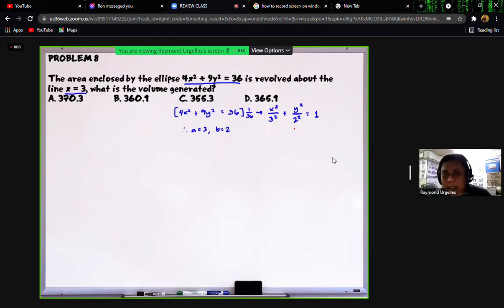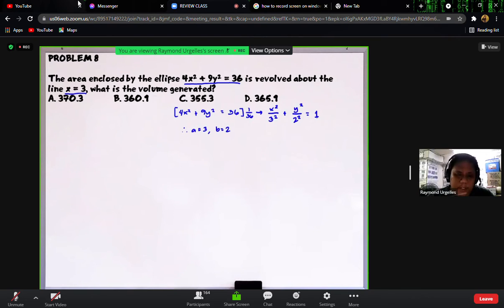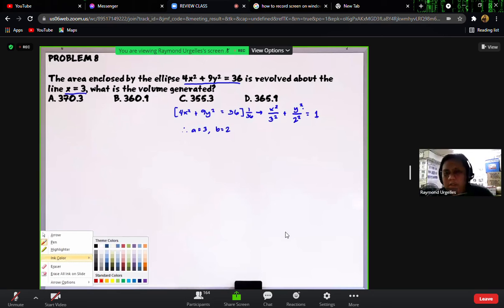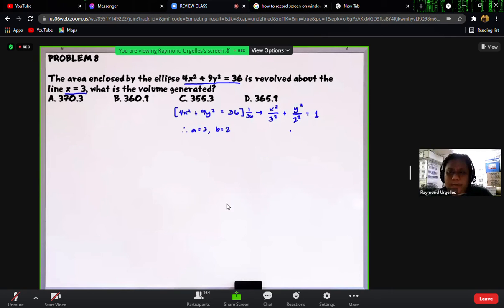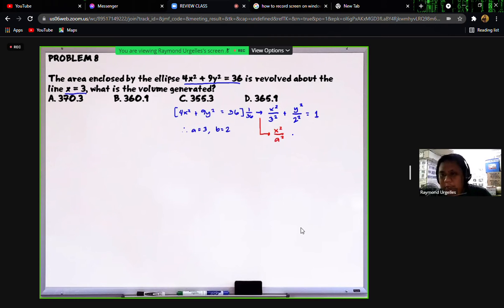Diba? And makikita natin yung 3 is nasa ilalim ng X, yung 2 is nasa ilalim ng Y. Therefore, yung A is nasa ilalim ng X, B is nasa ilalim ng Y, diba? So that is a horizontal ellipse, parang nakahiga yung ellipse natin. Pag nasa ilalim ng Y yung A, then that's a vertical ellipse. Although makikita naman natin siya sa figure natin later.